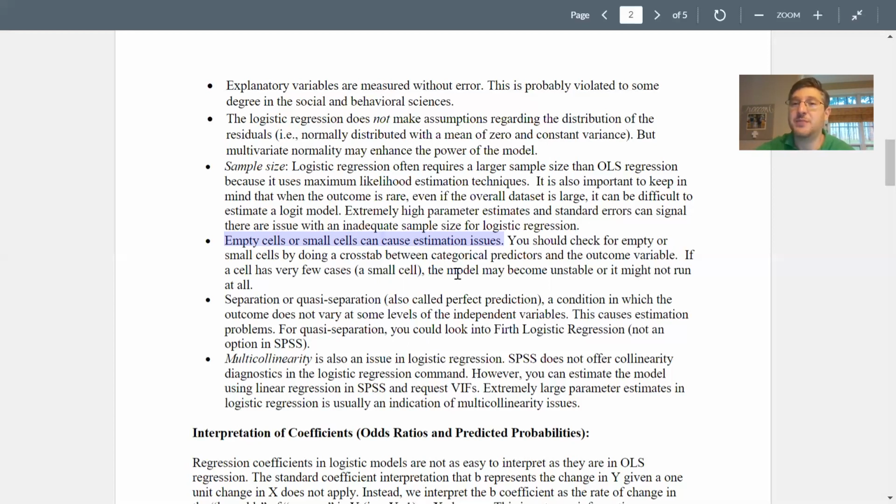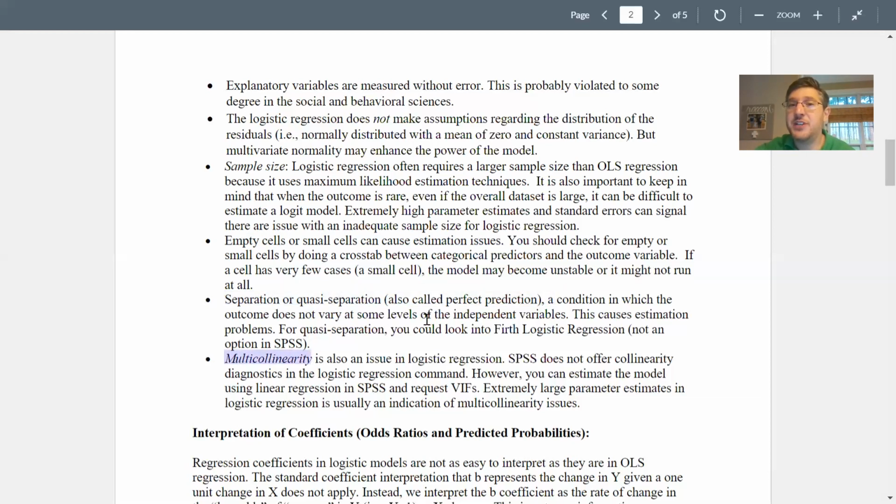If not, you could get some unstable estimates, so the model may not even estimate. There's another related issue called separation or quasi-separation, and that's where the outcome doesn't vary at some level of the independent variable. That would be if all females happen to be retained. Well, then we couldn't really use gender in the model, because females don't vary with respect to our dependent variable.